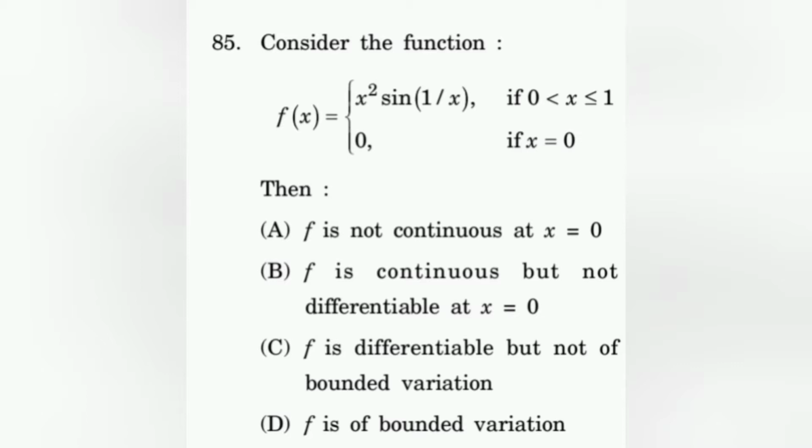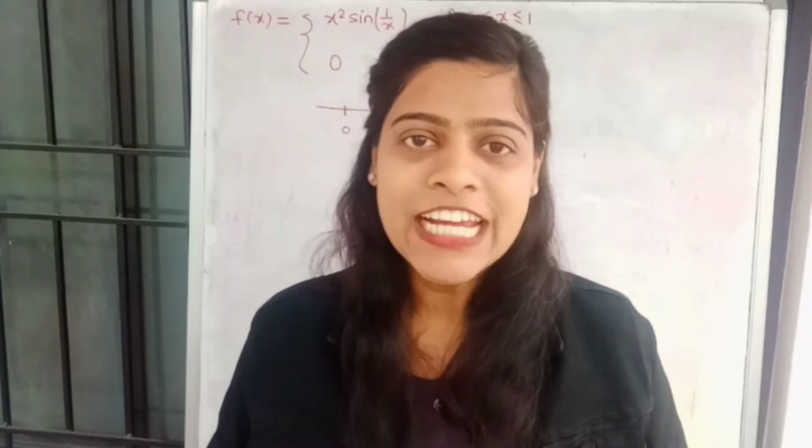Option 1 is f is not continuous at x = 0. Option 2 is f is continuous but not differentiable at x = 0. Option 3 is f is differentiable but not of bounded variation, and option 4 is f is of bounded variation. So this question is from the real analysis topic.